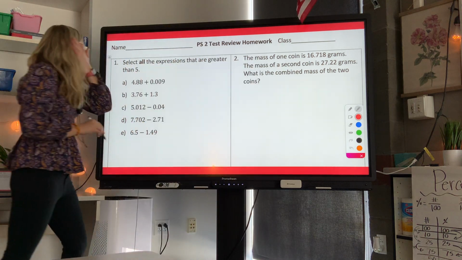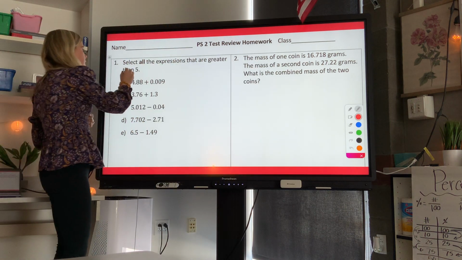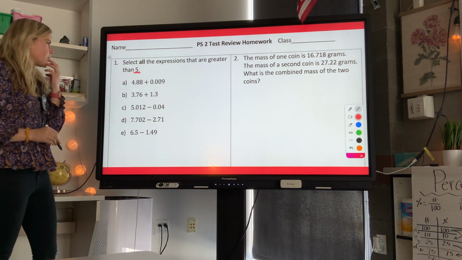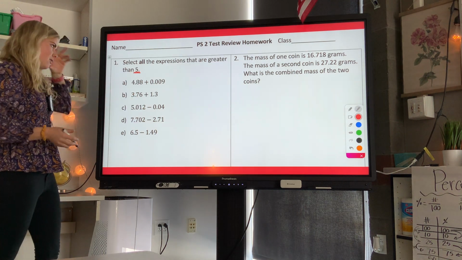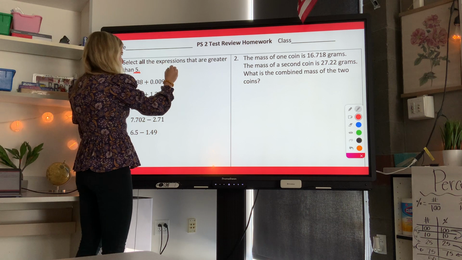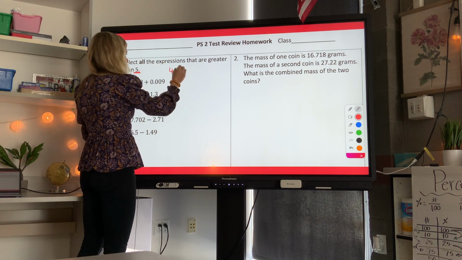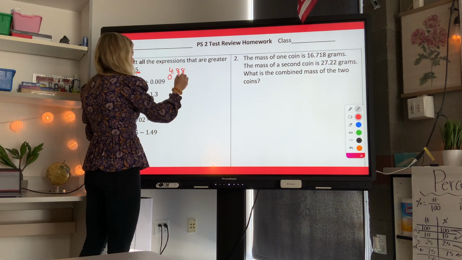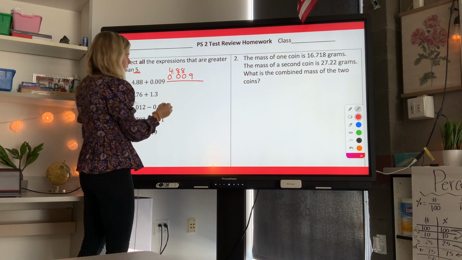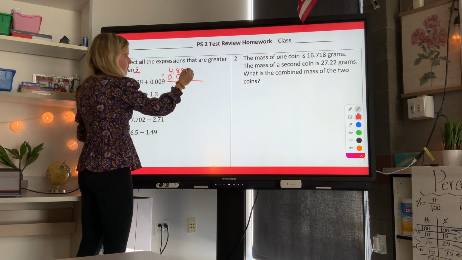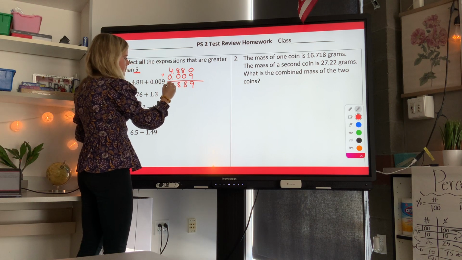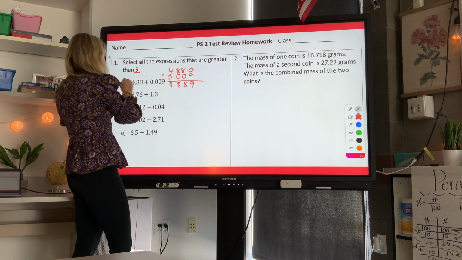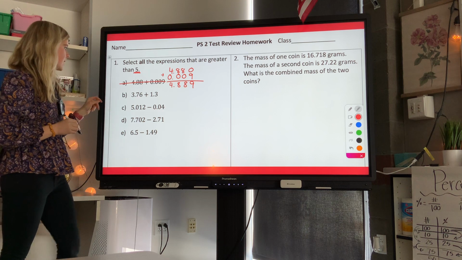Okay, number one, select all the expressions that are greater than 5. One way you can find out if they're greater than 5 is just to calculate either the sum or the difference. For this one, we have 4.88 plus 0.009. We're adding, and I put a 0 for the missing place value. Then you could add it up, and right away I see it's not greater than 5, it's less than 5.